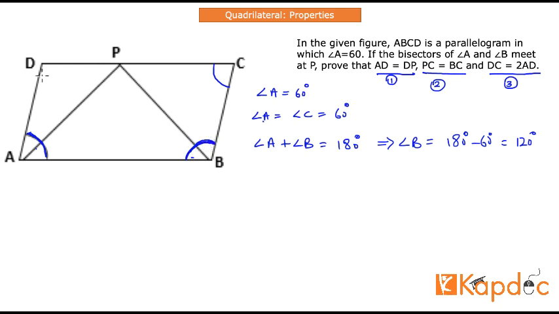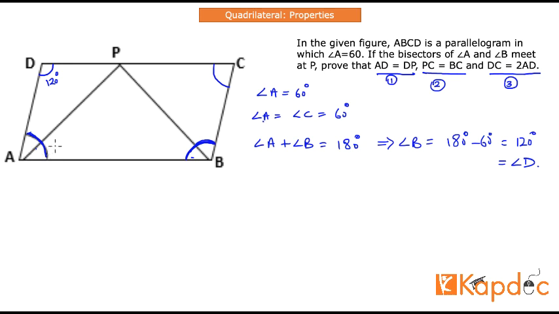That means the angle opposite to angle B will be angle D, and that will also be 120 degrees. Okay, so now we have the measures of all four angles in the parallelogram, right? So this is also equal to angle D. Okay, so now let us take a look at this line segment AP.